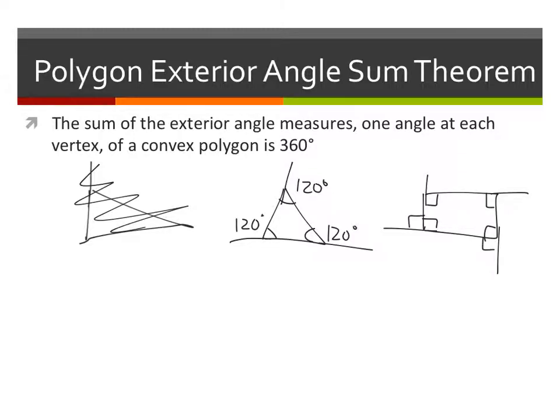Yes, because then we have 4 right angles that add up to 360. Could this be true for all polygons? It, in fact, is true.